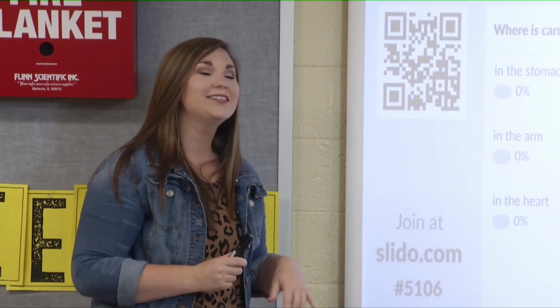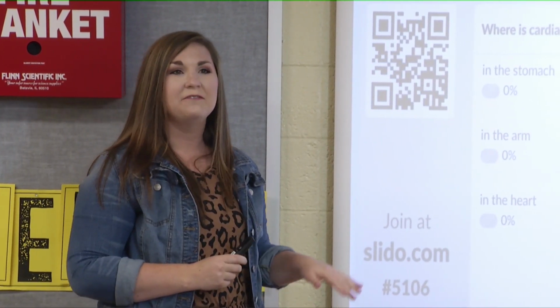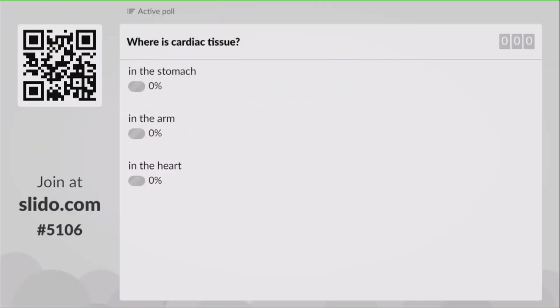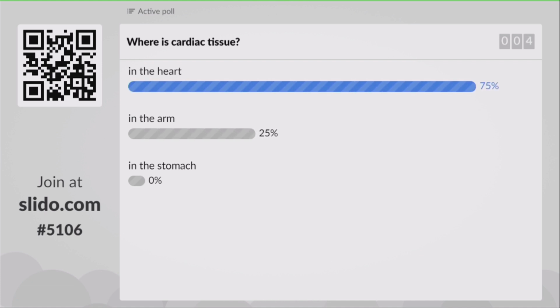All right, so let's look at our Slido.com again. If you have that up and running, you should see this question and those answers on your screen. So where is cardiac tissue? Let's see who is still participating here. We have a lot of people here. I can see 5 have answered so far. Great, guys. Cardiac tissue is actually in the heart. Your heart is made of cardiac tissue.